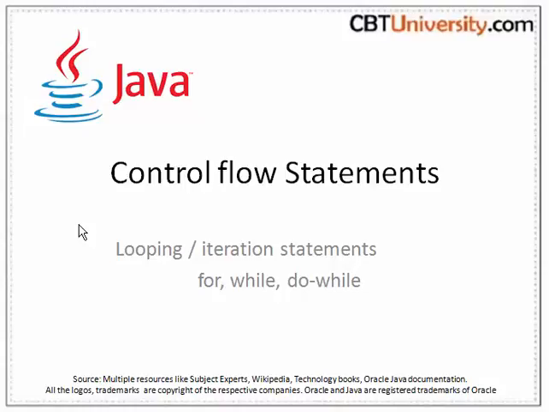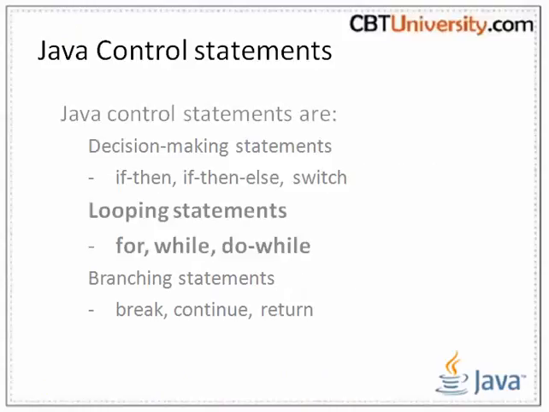In this session, we are going to cover control flow statements, looping and iteration statements: for, while, do while. Iteration statements are statements that are repeatedly executed when a given condition is evaluated as true.